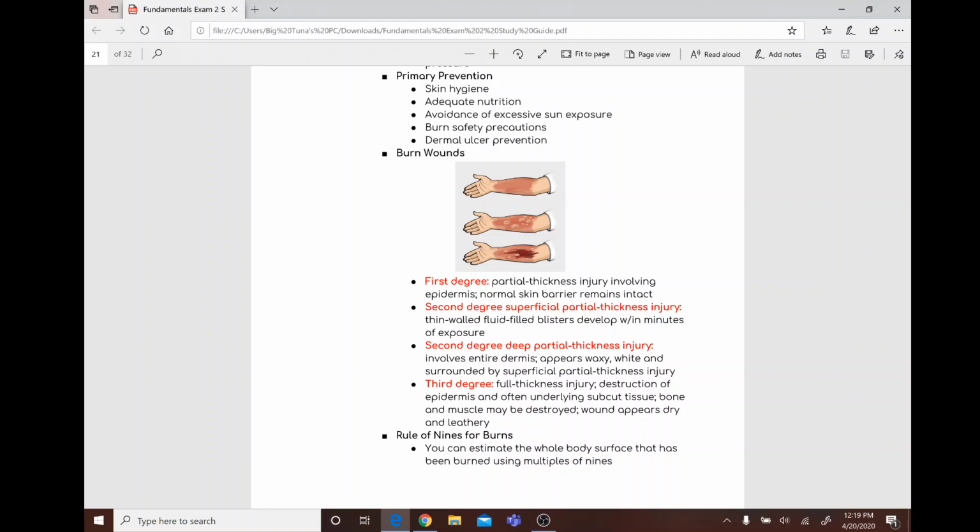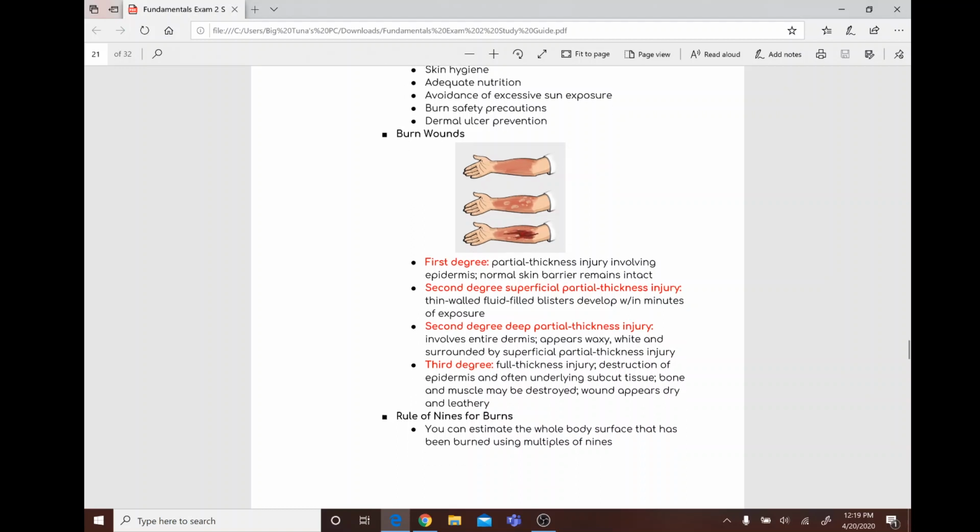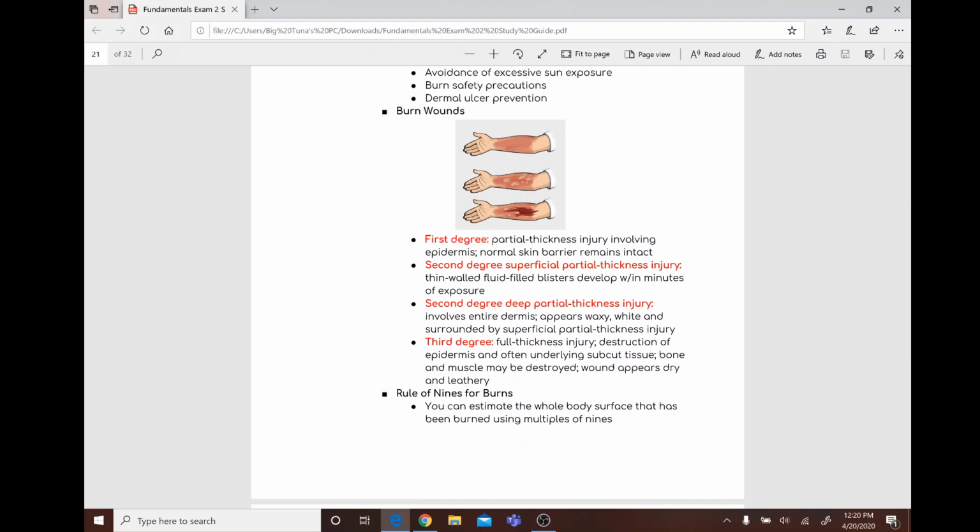What is a second-degree superficial partial thickness burn? Thin-walled fluid-filled blisters develop within minutes of exposure. What is a second-degree deep partial thickness injury? Involves entire dermis, appears waxy, white, and surrounded by superficial partial thickness injury.